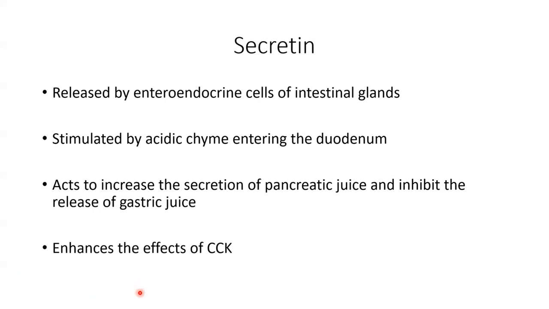So lastly, we have secretin, and secretin is also released by the enteroendocrine cells of the small intestine. It's stimulated by acidic chyme entering the duodenum. In turn, that stimulates the secretion of pancreatic juice that's rich in bicarbonate ions, which helps buffer the acidity coming from the chyme. Secretin also inhibits the secretion of gastric juice, so we want to slow down the production of that acid in the stomach, as well as enhances the effects of CCK. So they kind of promote each other.